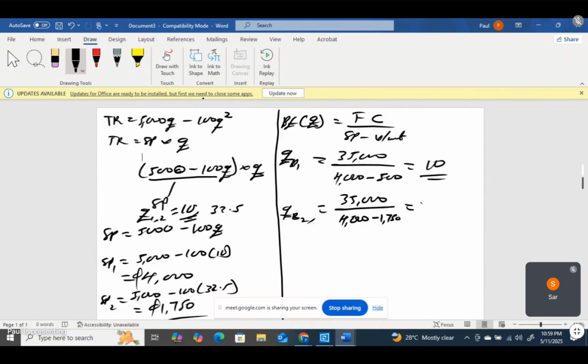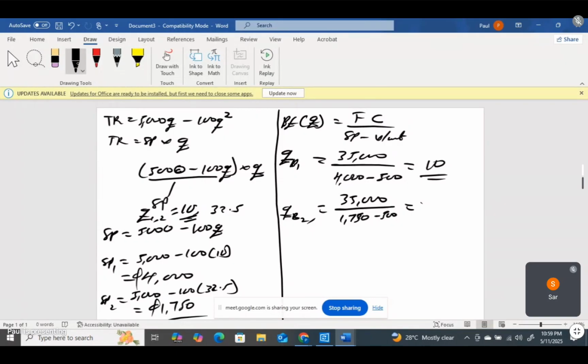Oh, sorry, I made a mistake. I did selling price 1 minus selling price 2. It should be selling price 2 minus the variable cost per unit. Okay.